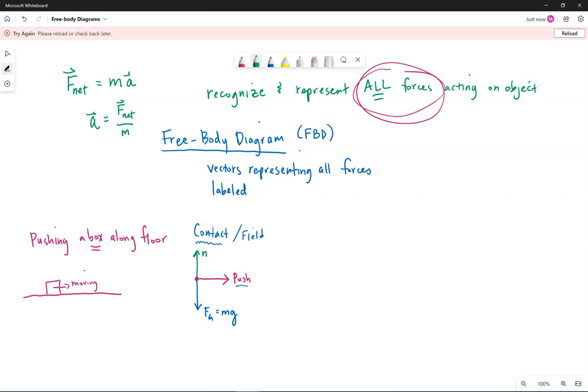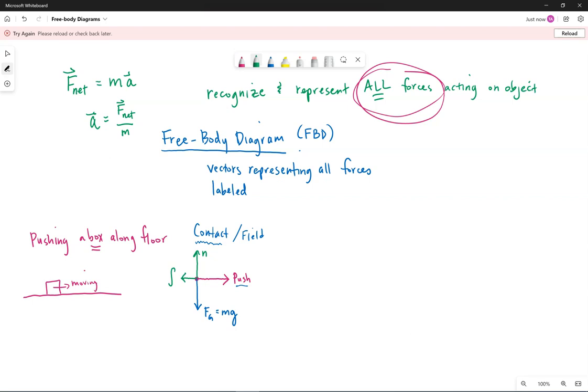Now, realistically, if I had a box on my actual floor in my house, it's not a nice, beautifully, perfectly smooth surface. So I would say there's some friction. I know that friction makes it a little bit harder to push. That friction would be opposing my push. So I would draw that pointing to the left. Now, friction is a contact force as well because of the box sliding on the surface of the floor.